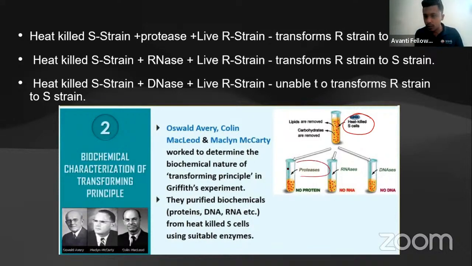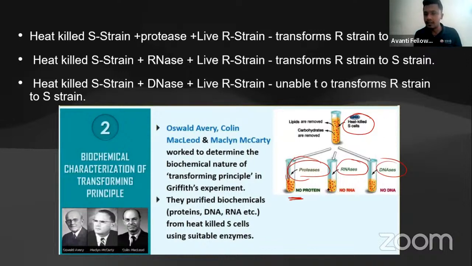One is proteases, next one is RNases, and DNases. Proteases will digest proteins, RNases will digest RNA, DNases will digest DNA. Understood? Now what happens? They take three test tubes. One test tube, they have heat-killed smooth strain. To that, they add proteases. When they add proteases, all the proteins get destroyed.